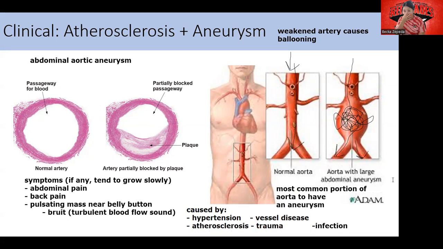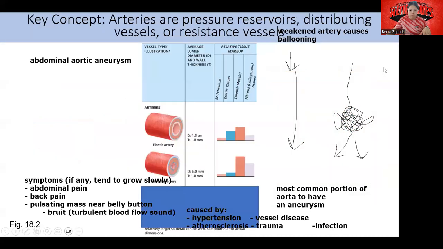So that is an abdominal aortic aneurysm. All right. Now we'll go back to the different vessel types and the makeup of their walls.